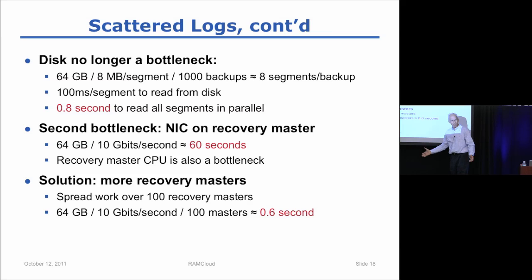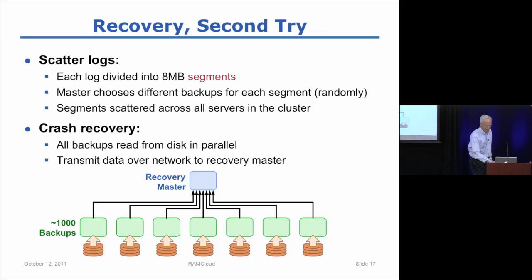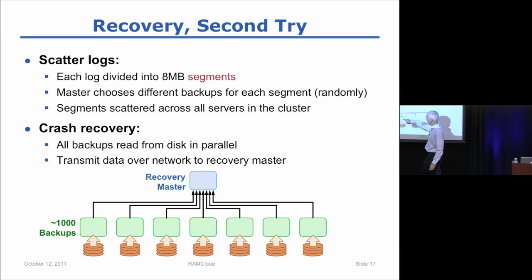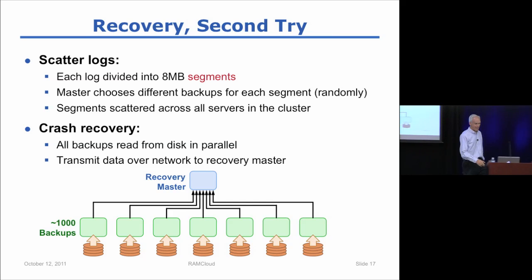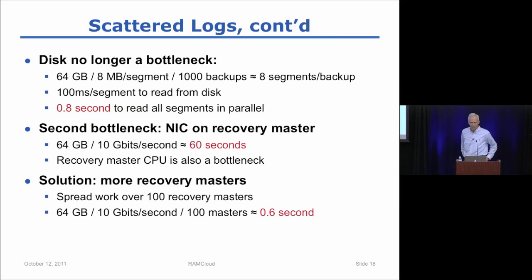Unfortunately, we can get it into memory in a second, but the memory where we're getting it is the memories of 1,000 different backup machines, not the memory of the recovery master. We can't do that in a second because even assuming a 10 gigabit network, it takes about a minute to ship 64 gigabytes of data into this one machine.